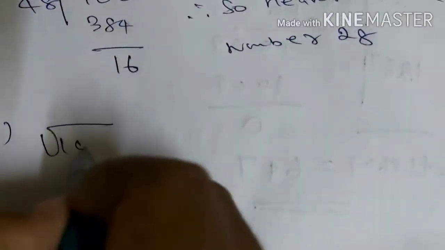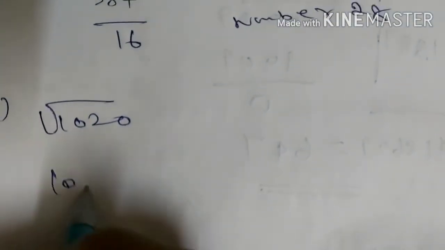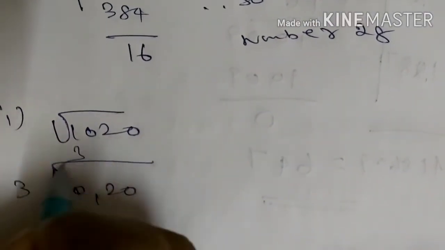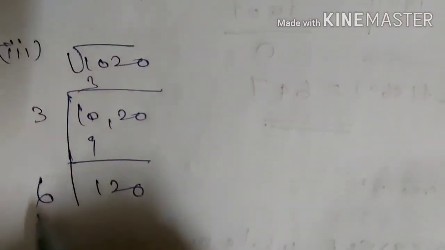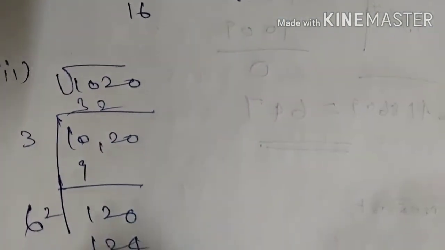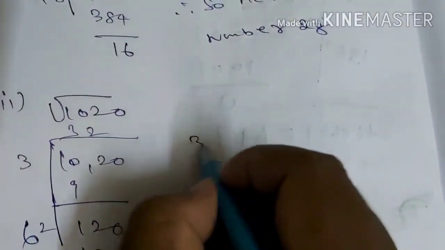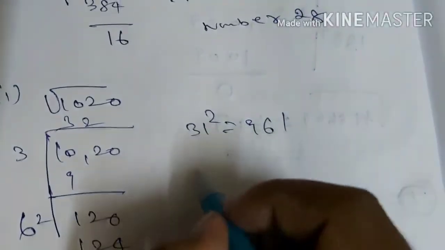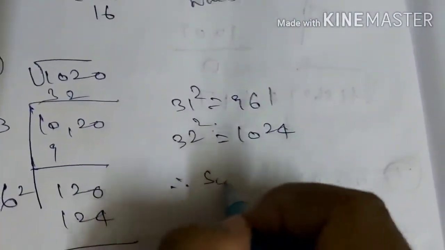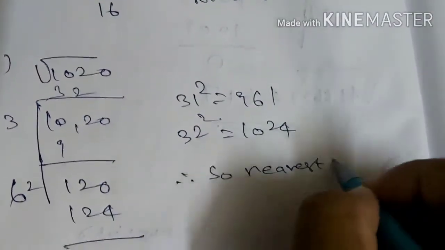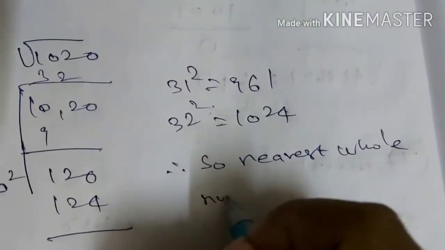Third one, the square root of 1020. In the same manner, take the long division method. 3 threes are 9, remaining 120. Again, 3 twos are 6, two times multiply means 124. So 31 squared equals 961, and 32 squared means 1024. Here only 4 is the difference from 32 squared, so the nearest whole number is 32.